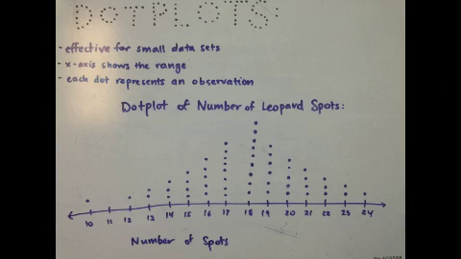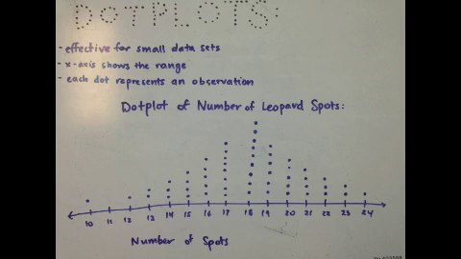Now we're going to look at dot plots. To make a dot plot, we're going to start with a number line to show the range of the data. In our example, you can see that the data ranges from 10 spots to 24 spots. Each data point is a dot, and if the values are repeated, then a dot is placed above the previous value to show an observation of a repeated value.